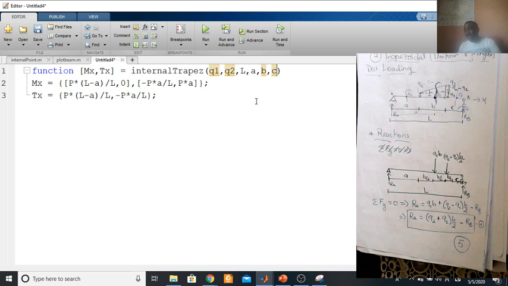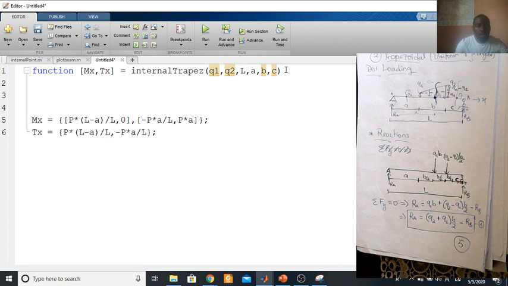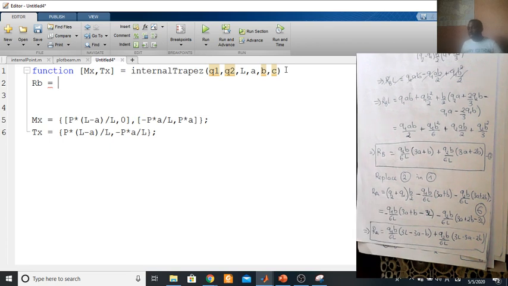So, the difference with the trapezoidal here is that we need to calculate, first of all, the value of RA, because remember how complex it was. Or we calculate, first of all, RB, then we calculate RA. So, let's go ahead and do just that. We have RB equal to, what is that equation? This was our RB here in terms of all that we are entering. It was Q1 times B, let me open the bracket. What's in the bracket? 3 times A plus B. All of that divided by 6 times L.